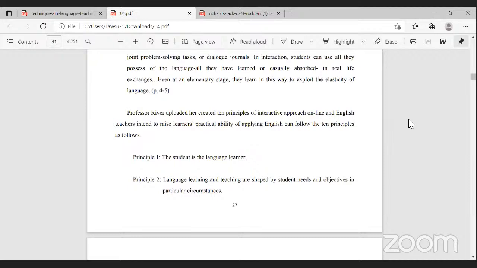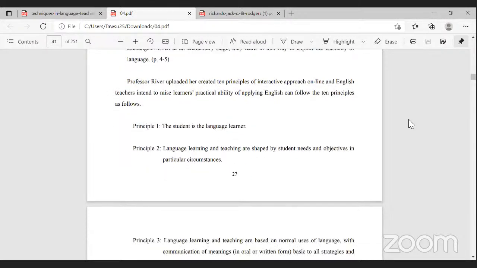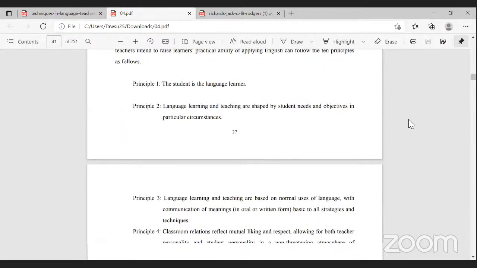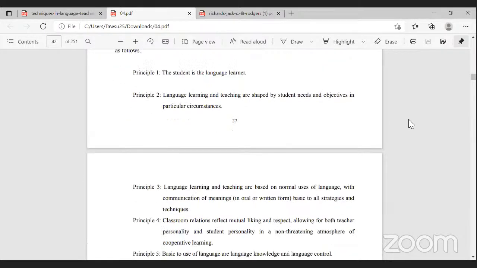Principle 1 says the student is the language learner. Second, language learning and teaching are shaped by students' needs and objectives in particular circumstances. So language is governed by needs and objectives in particular circumstances.